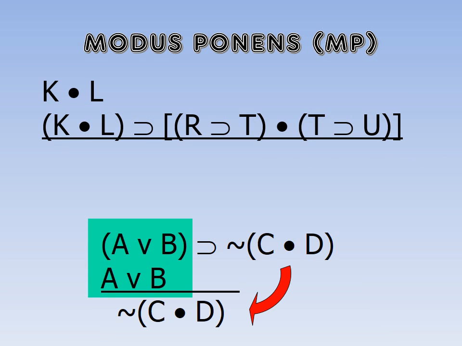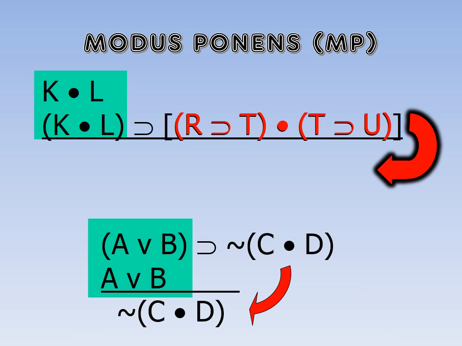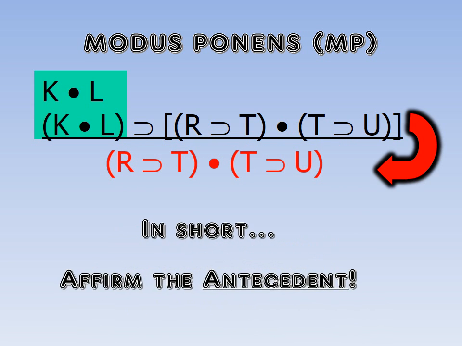Or try this on, for example. K dot L being our first premise. Well, the order of the premises doesn't matter. What matters is the second premise has the horseshoe as the main connective. Again, affirm the antecedent and move to the entire consequent for your conclusion. As long as you do that, it's always a valid inference. So in short, modus ponens means affirming the antecedent.